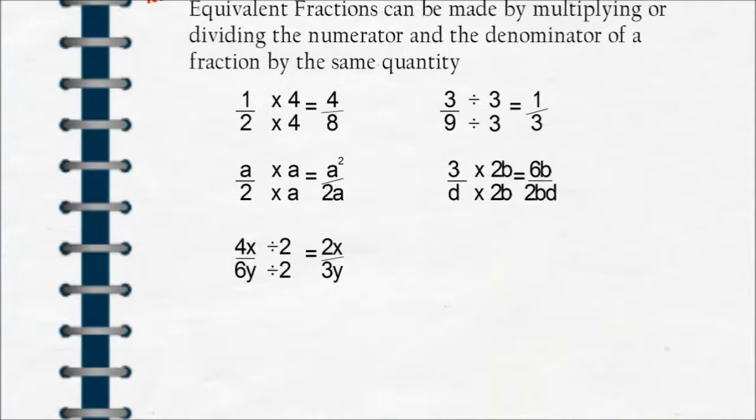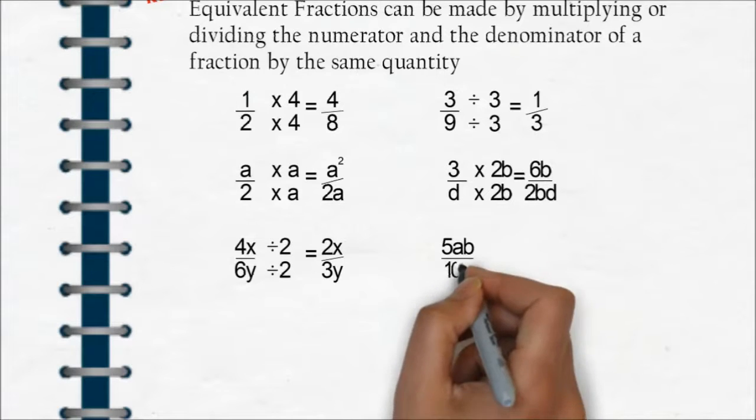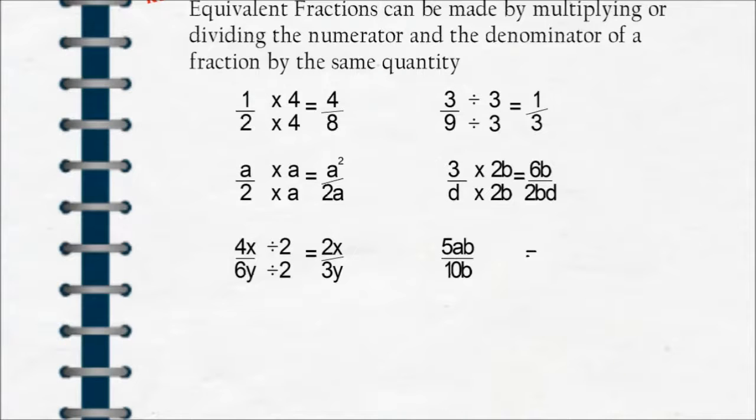Then lastly, if we have 5ab over 10b equal to a over 2. Now this a over 2 is the reduced form of 5ab over 10b. Now if we divide the numerator and the denominator of 5ab over 10b by 5b, it means we'll have 5ab divided by 5b, then we're left with a, and 10b divided by 5b, we're left with 2.